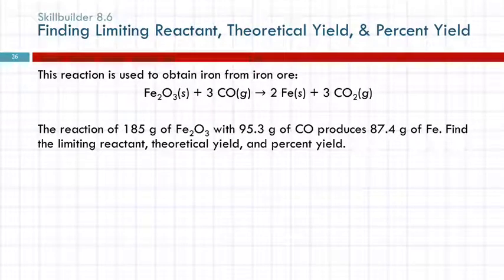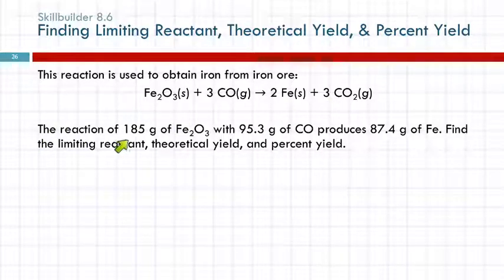Let's do another one. So this reaction is used to obtain iron from iron ore. So iron ore is the stuff you dig up in the dirt, and then you have to do a chemical process to get the iron out of it. So this iron ore has iron oxide in it, iron 3 oxide, Fe2O3, and they react it with carbon monoxide, and it produces iron and carbon dioxide.